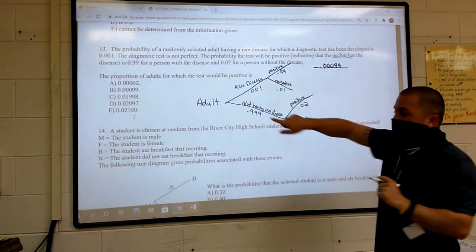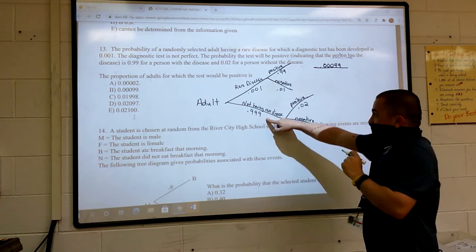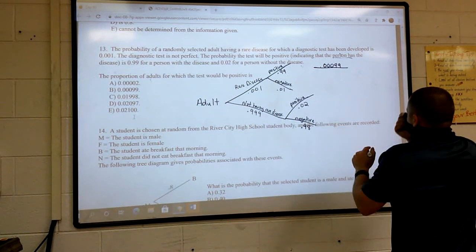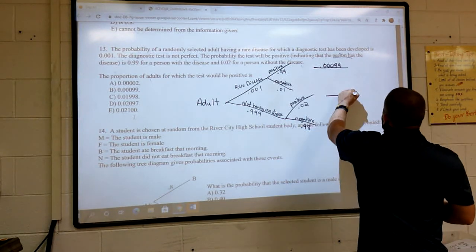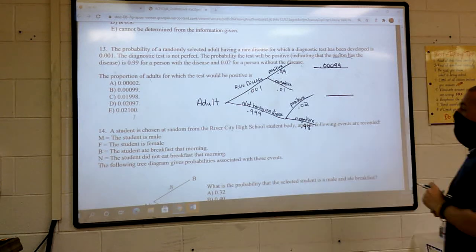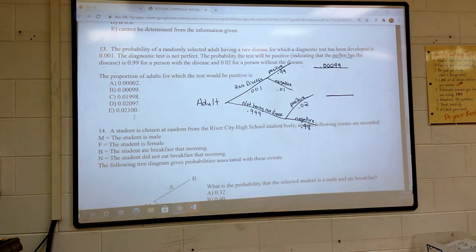And it says the proportion of adults where the test will be positive. How many do not have a rare disease but they still test positive? So 0.999 times 0.02. 0.01998.